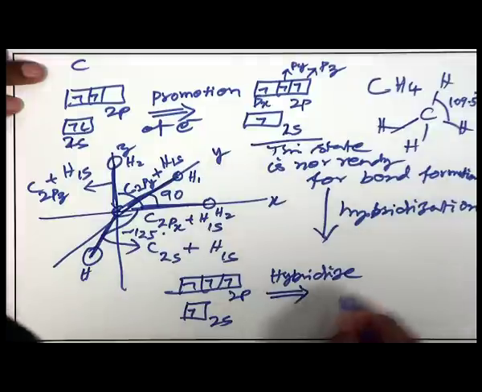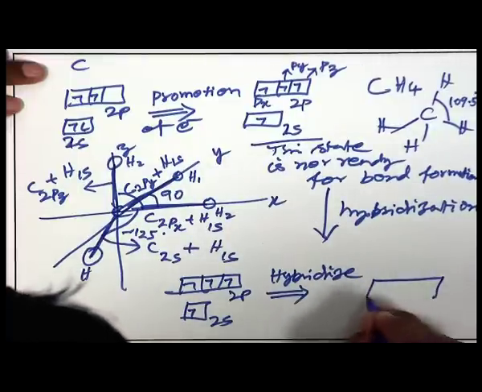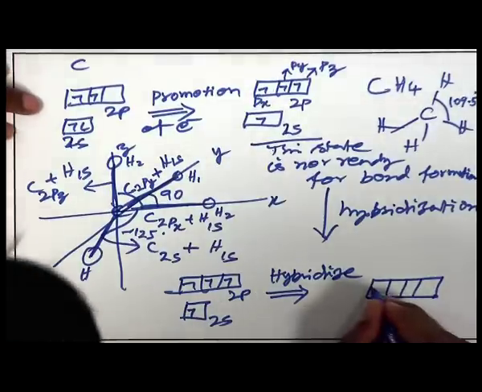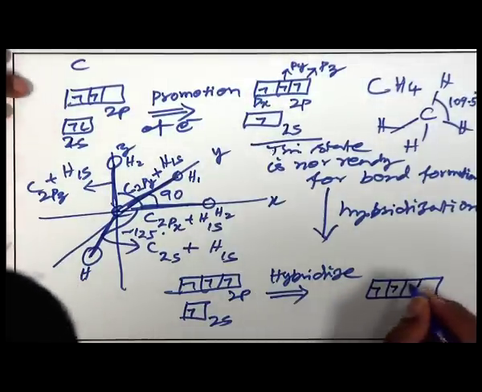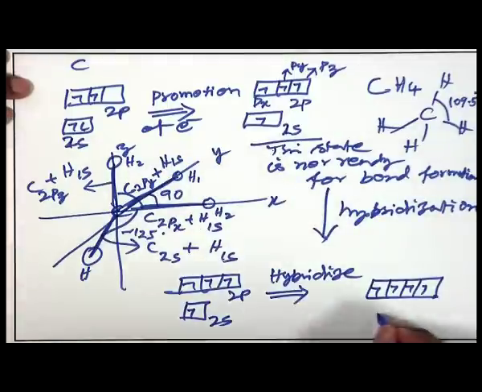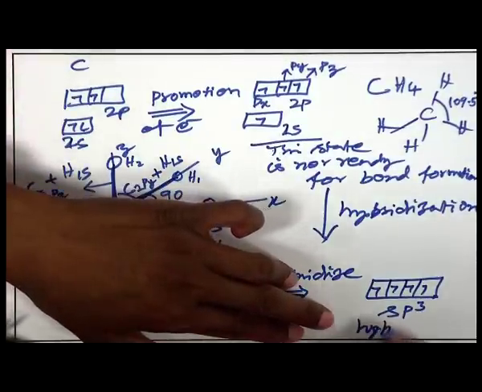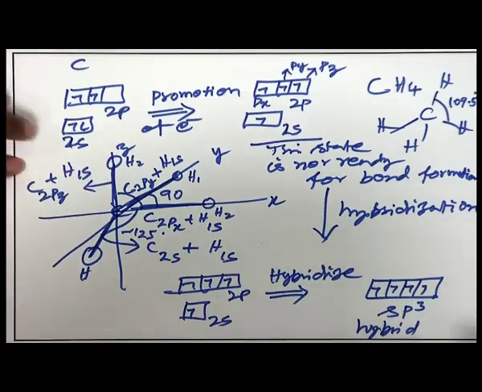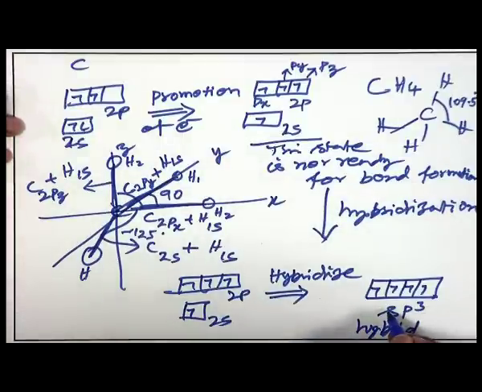It hybridizes, giving 4 equivalent hybridized orbitals containing 1 electron each. This is called sp3 hybrid orbitals. It is sp3 because the s orbital mixed with p orbitals. How many p orbitals? 3 p orbitals. That is why they are sp3 hybridized orbitals, sp3 hybrid orbitals.